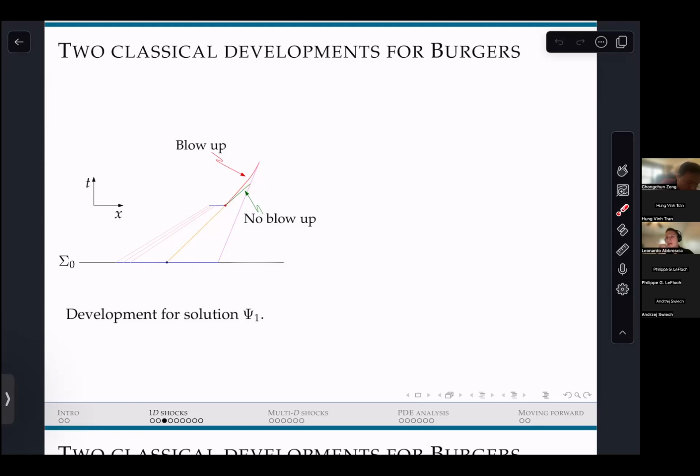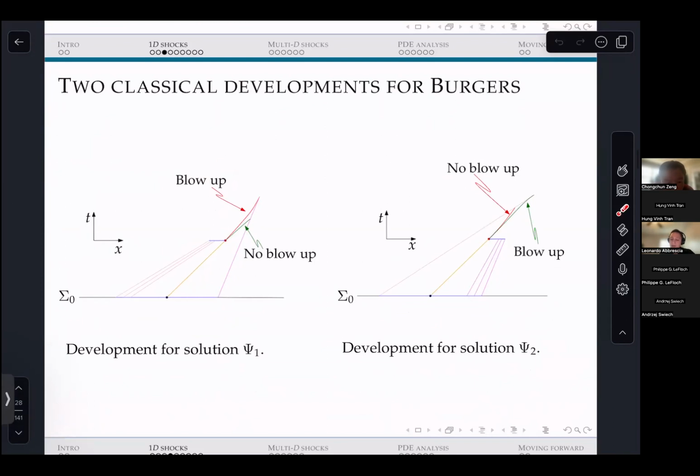Now, this is a classical development, because take any point in this set of points. Let's say this point. Can you determine this uniquely by initial data? Yes, you can go back like this and integrate backwards along the integral curve. So in particular here, you can integrate back along this integral curve and get uniqueness of the data. Now, in terms of this as a development.